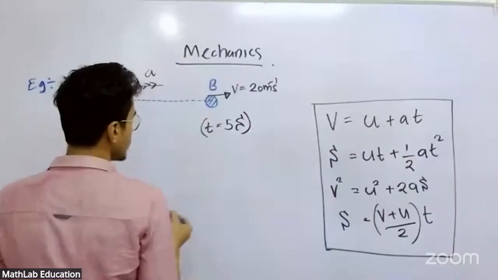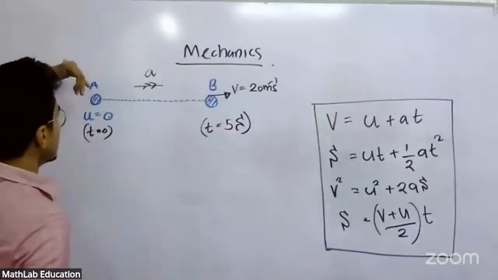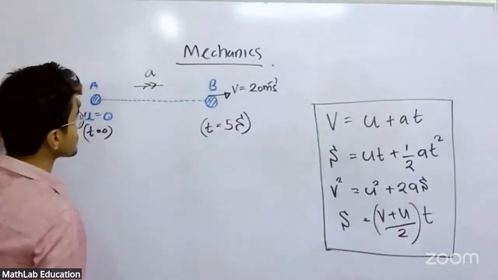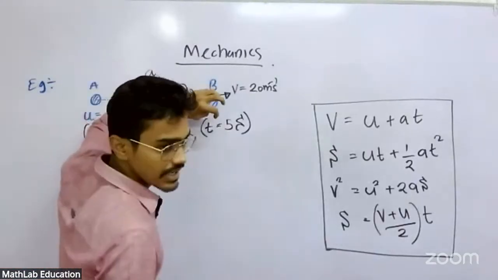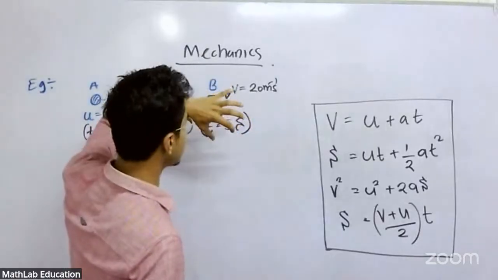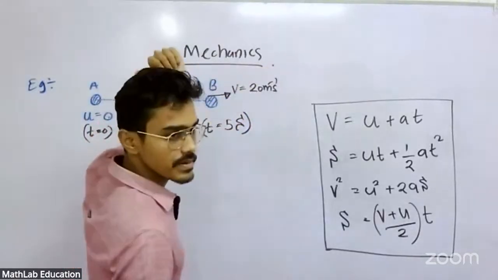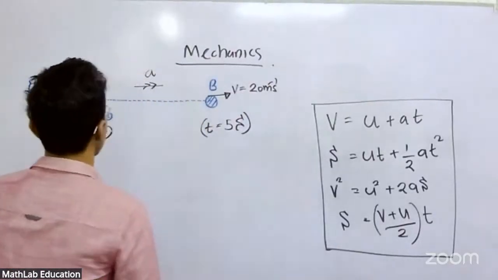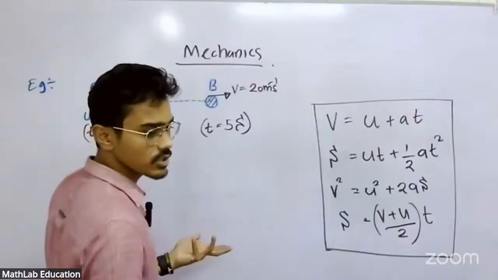Right. Now, if I explain the scenario again, an object starts from A equals 0, and starts moving towards the rightward direction. During 5 seconds of time, it has gained the velocity 20 m/s. That's the scenario, right? Now let's say I need to calculate the acceleration gained by the object.